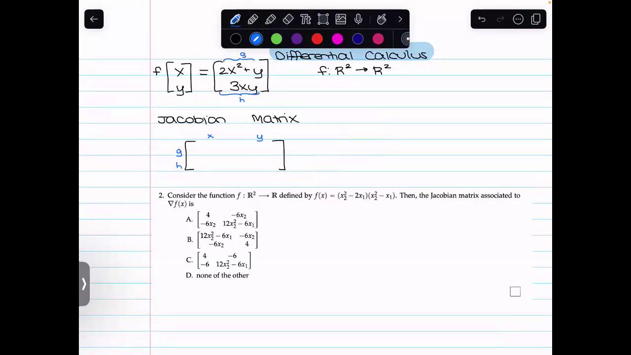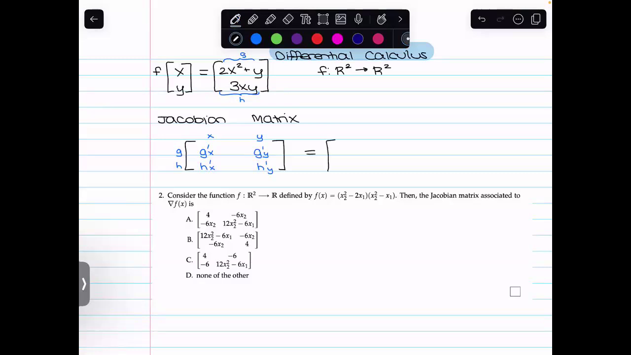And then since we're doing derivatives, we're going to derive g with respect to x, and then g with respect to y. And then same thing with h. So again, if you did have a third variable, it wouldn't be a square matrix, it would be a 2 by 3 in that case.